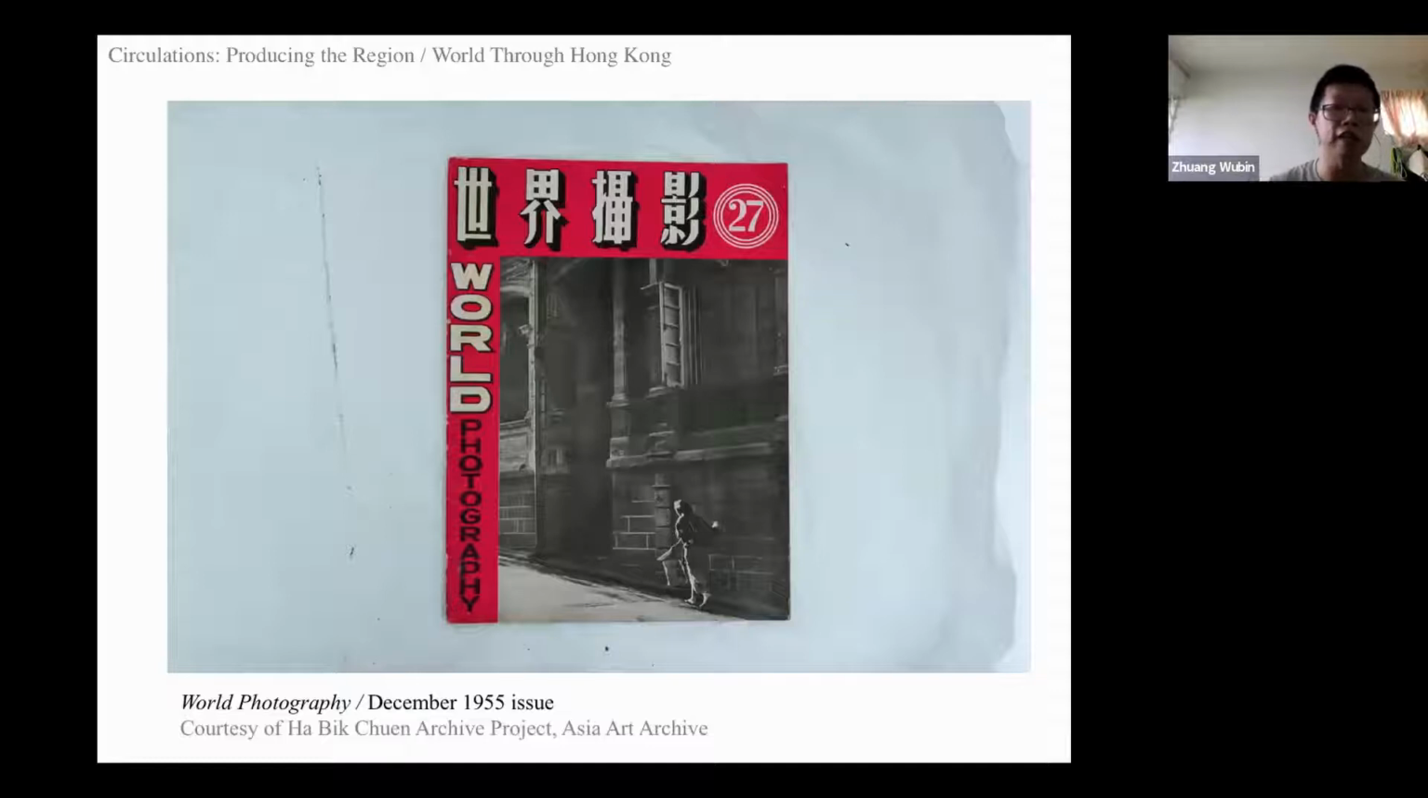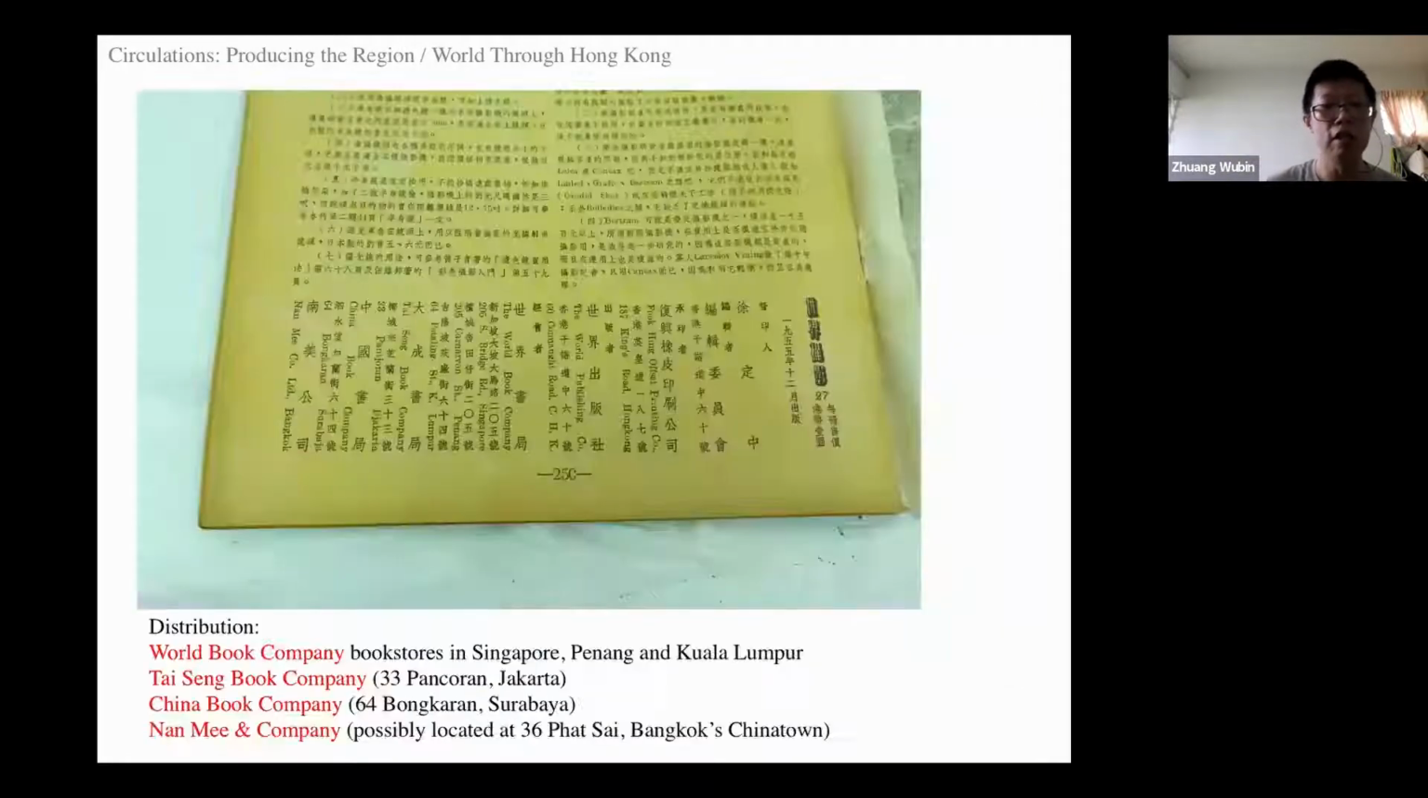And because it had a Nanyang, or Southeast Asia, connection, it enjoyed the distribution channel that the World Book Company and Popular Bookstore had. So you can see an issue of World Photography being distributed across Southeast Asia, in Jakarta, in Surabaya, definitely in Singapore, Penang, Kuala Lumpur, and also in Bangkok. And all these locations point to locations within the respective Chinatowns of the major cities.